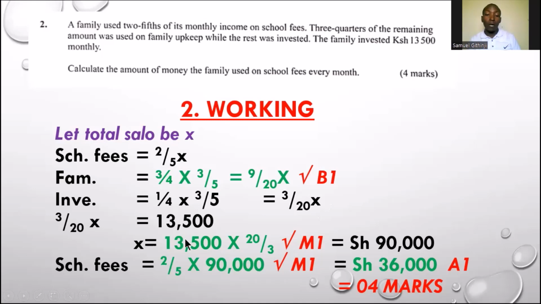Then I go ahead to work it out. I get the value of x by multiplying by 20/3 on both sides. By doing that, just that expression, a student gets another method mark. That figure gives us 90,000.